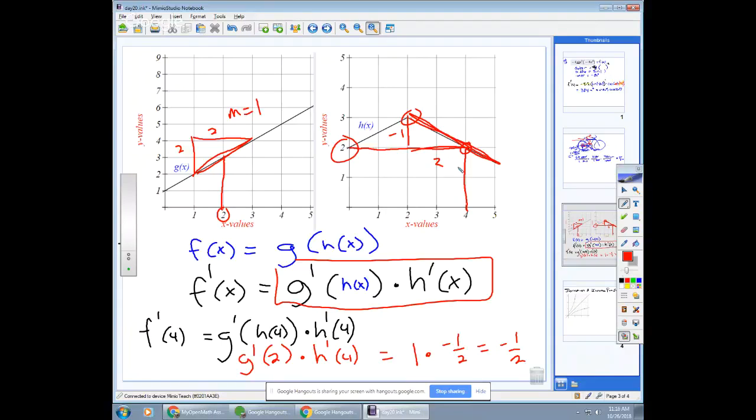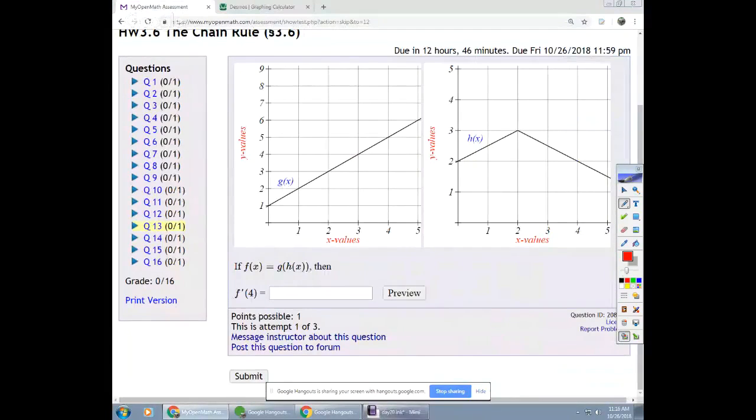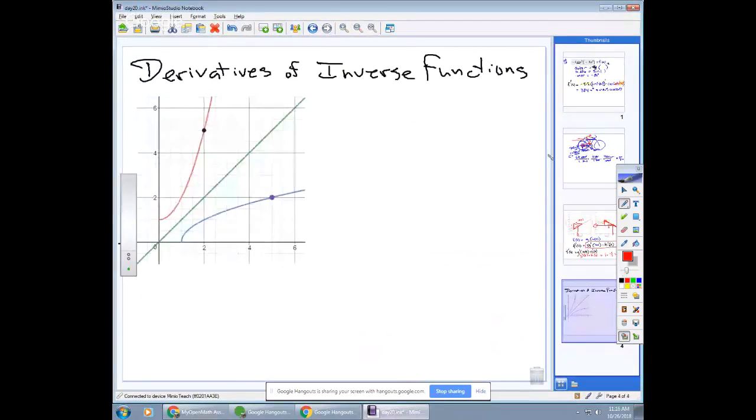All right. Other homework questions? Okay, so we're going to adopt a new section today. Derivatives of inverse functions. This is section 3.7, I believe.